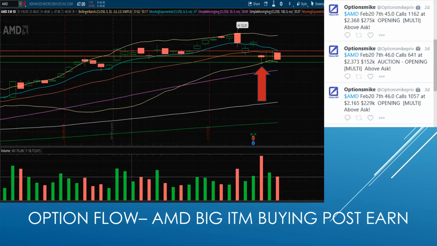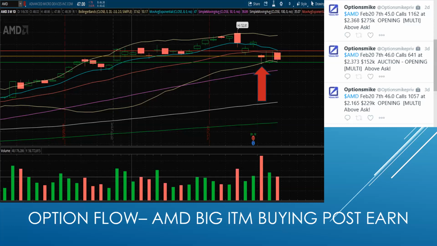AMD earnings. Earnings were pretty good. They guided down for the first quarter. The big red flag for me on AMD was I was very disappointed in their data center sales. I thought that would have been strong. I was surprised that they were losing back out to Intel on that, but that's okay. But here's what's to note.